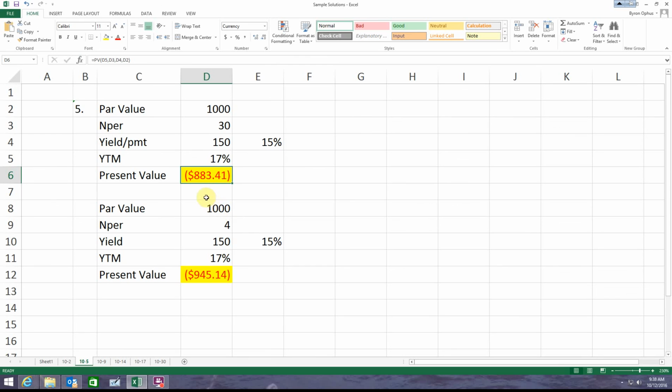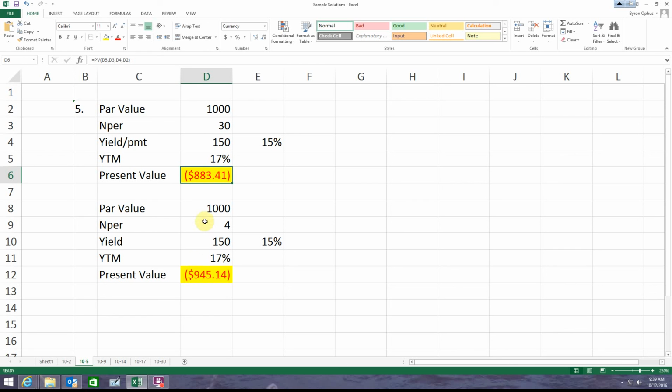And I end up with $883.41. When I do it again, I won't belabor you, but why would this one be worth more than this one? Okay. Shorter term, you're going to get your money back quicker, right, so that you can reinvest it into something different in this case, right?